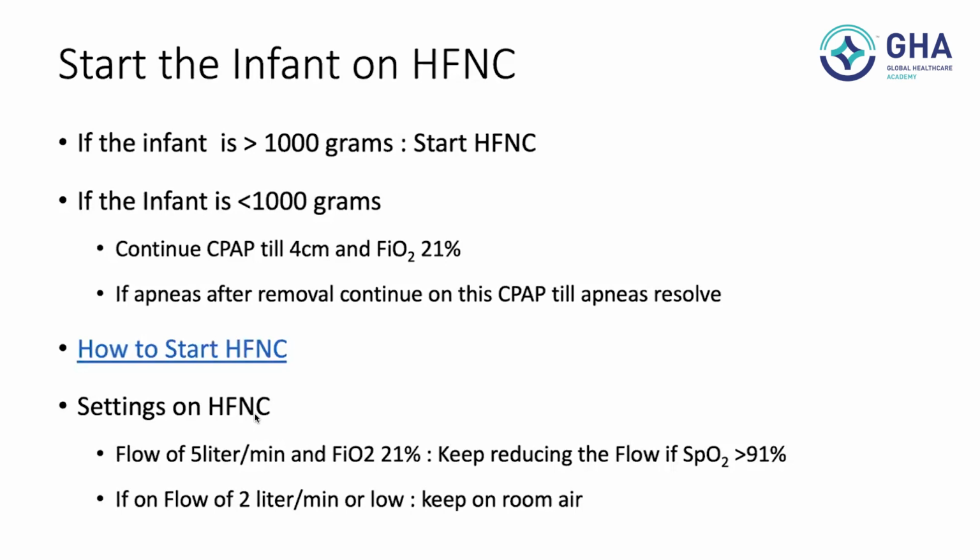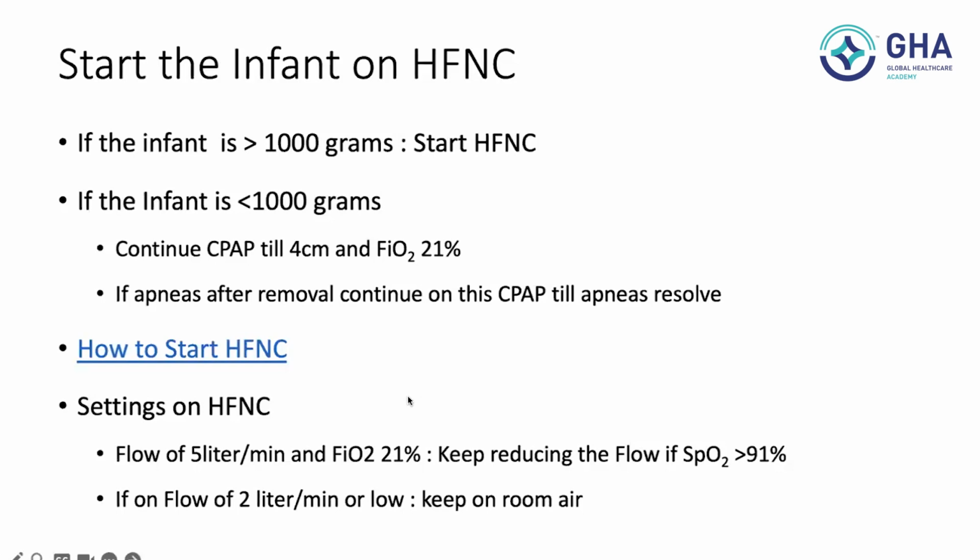HFNC is nothing but you remove the expiratory limb, and to the tip of the expiratory limb, you add a special prong called the HFNC prong, where the nasal prongs are very small. They occupy less than 50% of the nostril. There should be significant leak in the nostrils when you're using HFNC prongs. You should not use the CPAP prongs for HFNC, and you should not use the HFNC prongs for delivering CPAP.